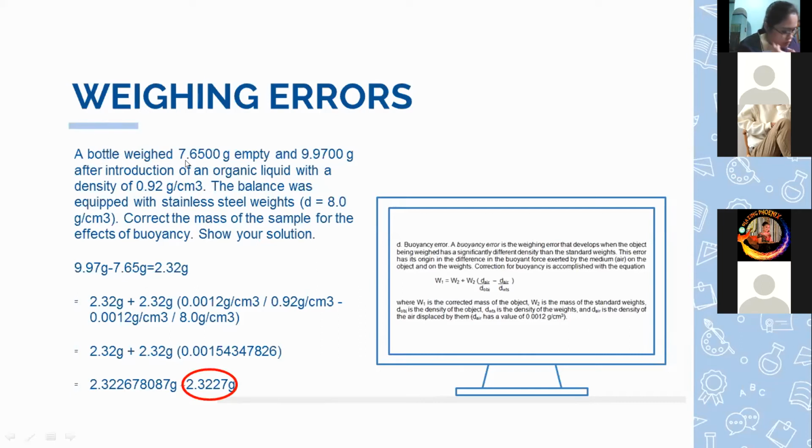So a bottle weighed 7.6500 grams empty and 9.900 grams after introduction of an organic liquid with a density of 0.92 grams per cubic centimeter. The balance was equipped with stainless steel weights. So density is equal to 8.0 grams per cubic centimeter. Correct the mass of the sample for the effects of buoyancy. So show your solution.